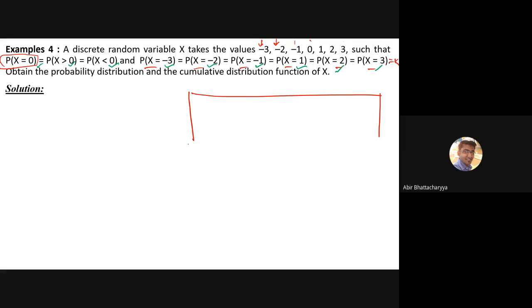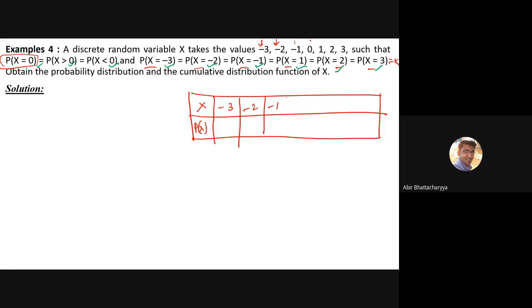If I assume this equals k, we can construct the table now. Let's construct the table. This is your x and this is your probability of x. So first, x equals -3, -2, -1, 0, 1, 2, and 3. Now, probability of x, all these values are k. This is k, this is k, this is k, this is k, this is k, and this is also k. I have assumed. Okay. Now, what is the missing value here? Probability of x equals 0.